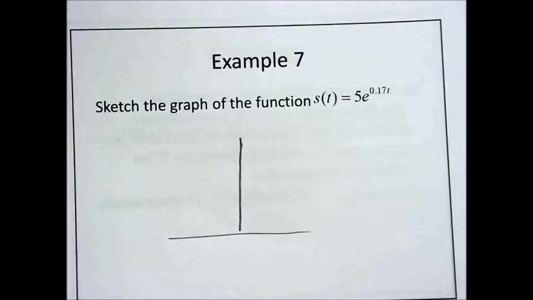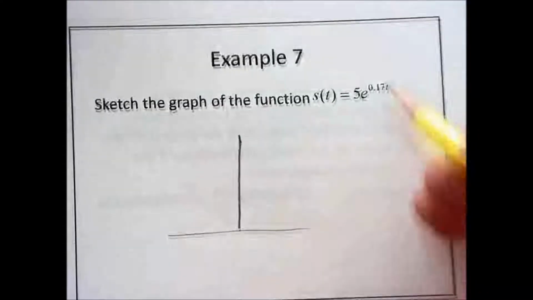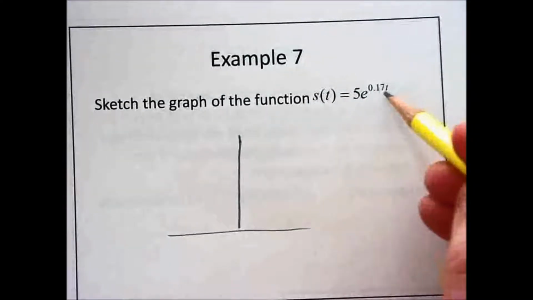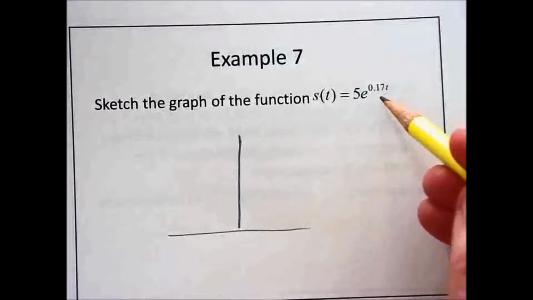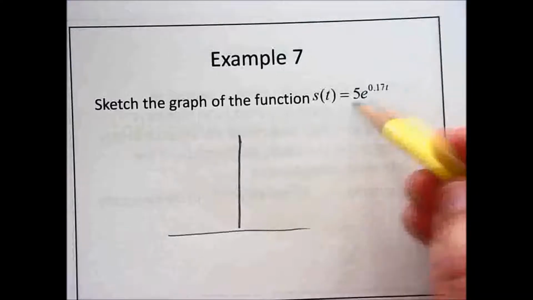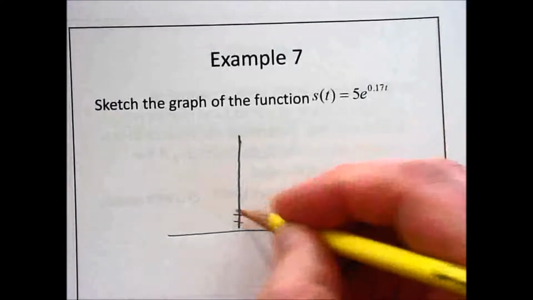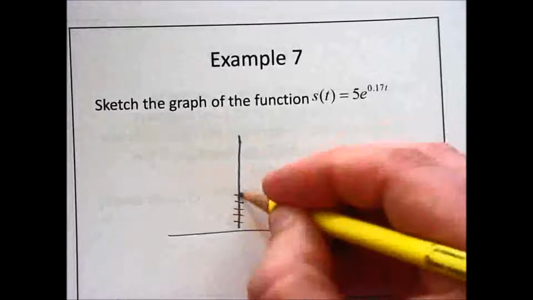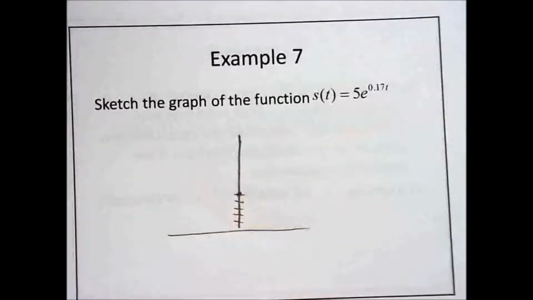The y-intercept will occur when you make x 0, or in this case t 0. So 0 times 0.17 is 0. e to the 0 is? 1. Anything to the 0 is 1. 5 times 1 is? 5. So this graph intersects there at 5.